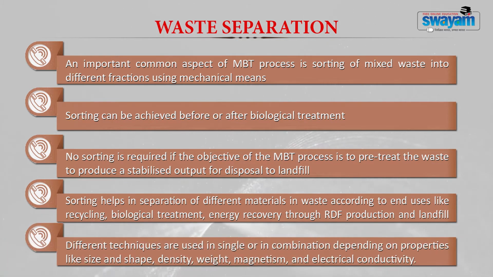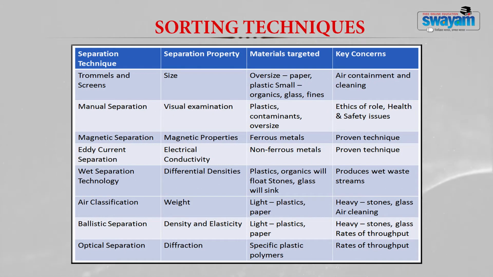Now, how you choose different techniques for segregating depends upon various properties of waste like size and shape of waste, density, weight, conductivity and magnetic property of the waste material. Again, the sorting techniques which I will discuss in the coming slides you can use either singly or in combination also. So, this table summarizes the different sorting techniques that are used for segregating the municipal solid waste.